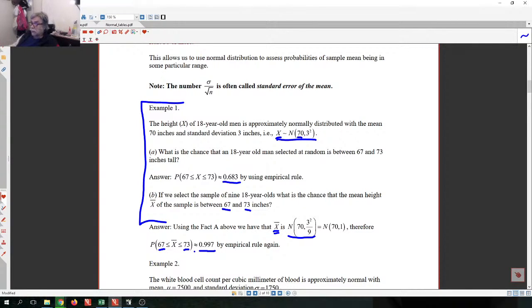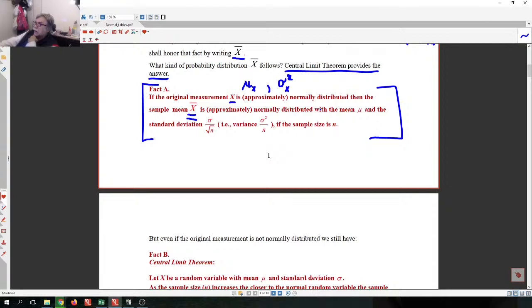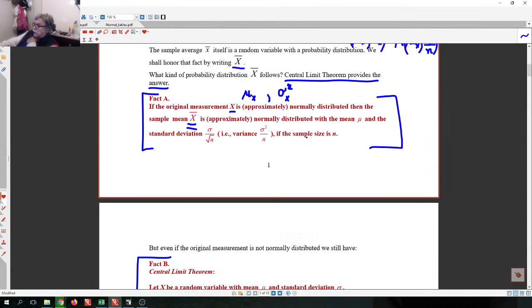So we found that out using the empirical rule, of course, but we also used the central limit theorem. So that's fact A. We're going to use that in the second example as well. But I want to tell you what fact B of the Central Limit Theorem says. Now fact A, let me repeat this one more time. If the original measurement, the random variable x, is distributed approximately normally, then the mean of any sample taken out of that is also going to be approximately normally distributed.